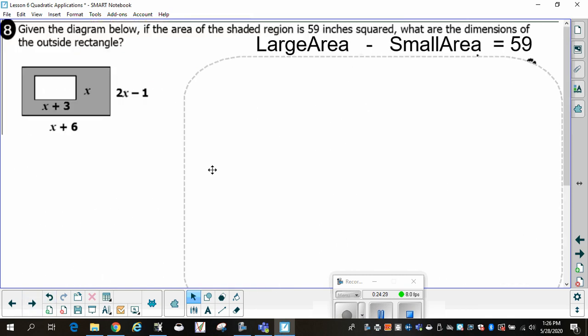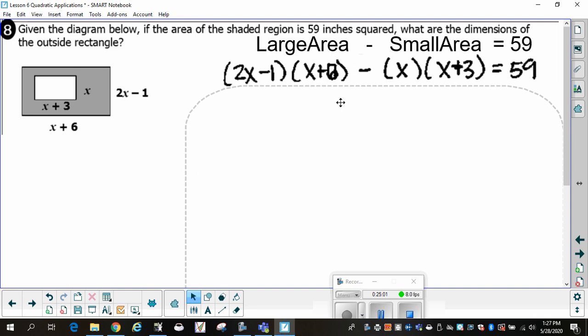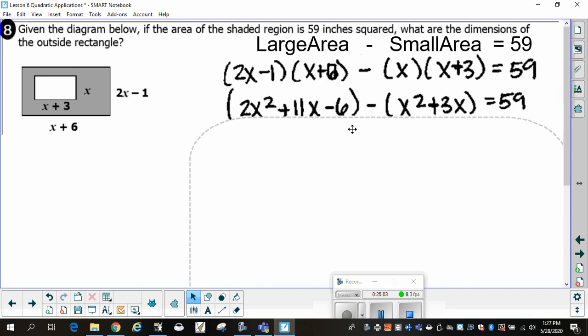Alrighty? Now, for this one, large area minus small area. Given the diagram, if the area of the shaded region is 59 square inches, what are the dimensions of the outside rectangle? So I need large area minus small area. Large area minus the small area will give me that gray area, and that was 59. How do I find the large area? 2x minus 1 times x plus 6. The small area is x times x plus 3. Boom. Now, over here I have to FOIL, and here I have to distribute.